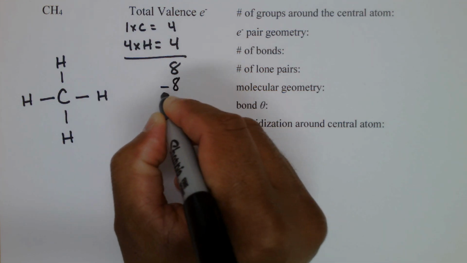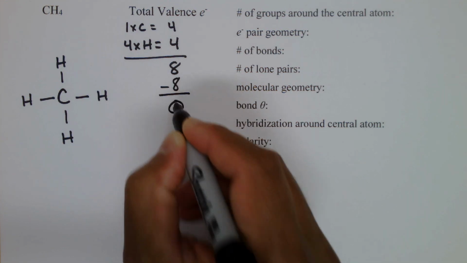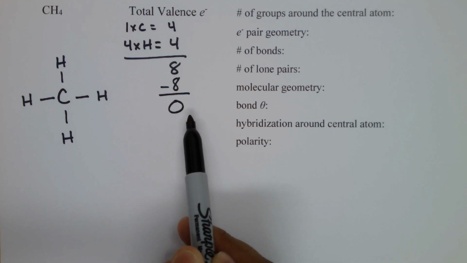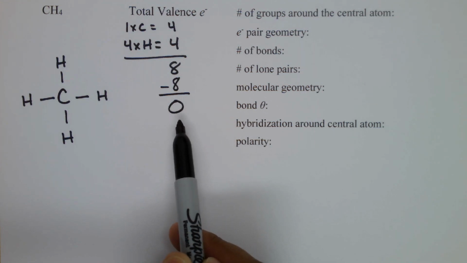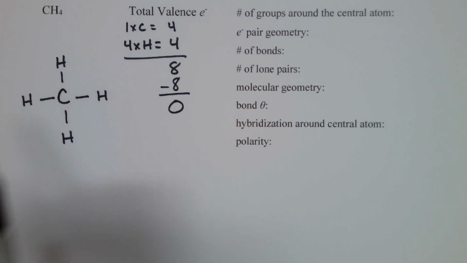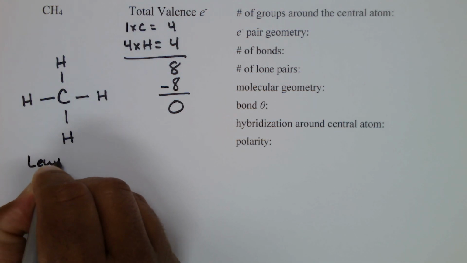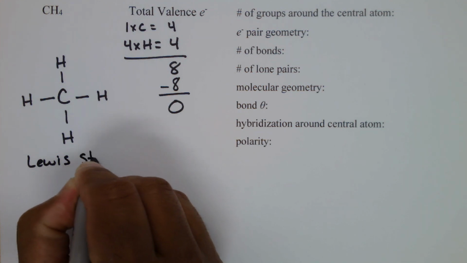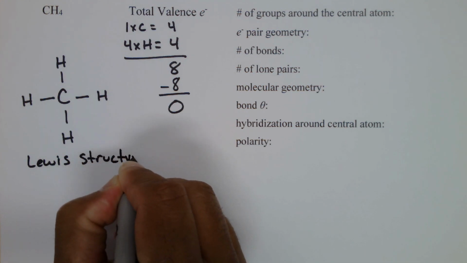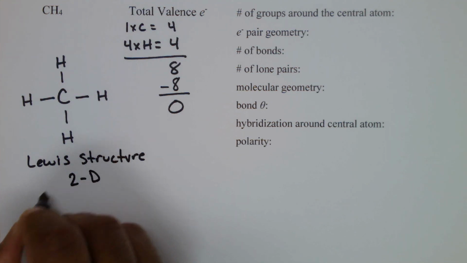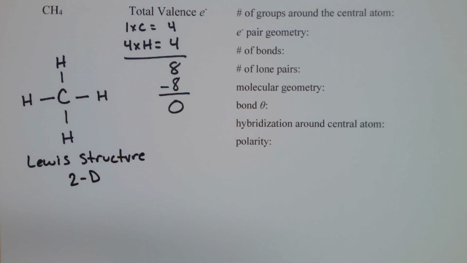So I'll subtract that from the total. And this is our end goal for Lewis structures. You want to see this 0 count for the valence electrons. This means that all the valence electrons are accounted for in the Lewis structure. So here's my Lewis structure for methane. And the Lewis structure again is in 2 dimensions, or 2D.